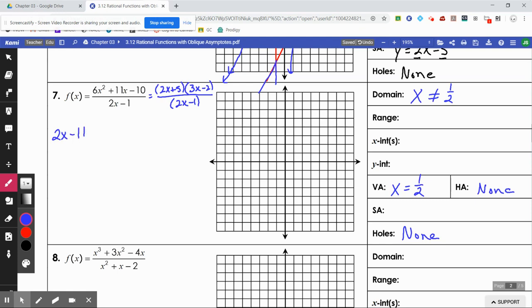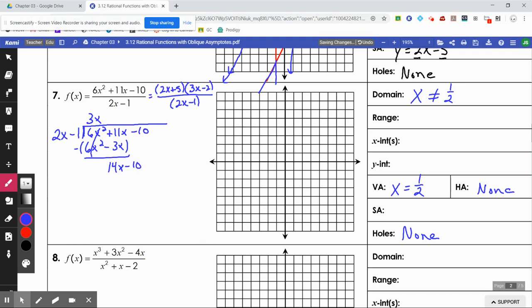2x minus 1 divided into 6x squared plus 11x minus 10. 2x into 6x squared goes 3x. Distribute it. That'd be 6x squared minus 3x. Subtract. The 6x squared cancels. 11 minus negative 3 is 14x. Bring down negative 10.